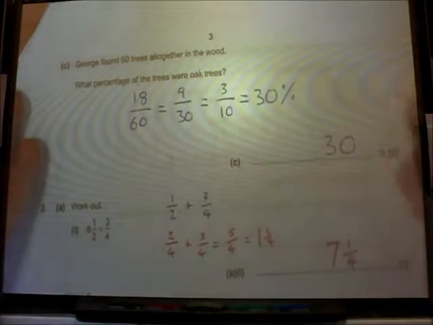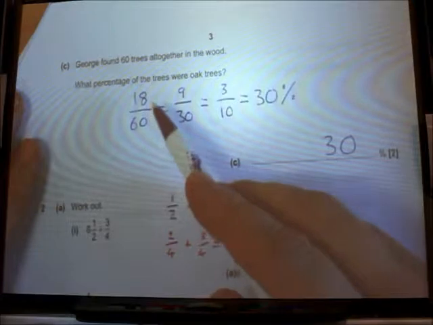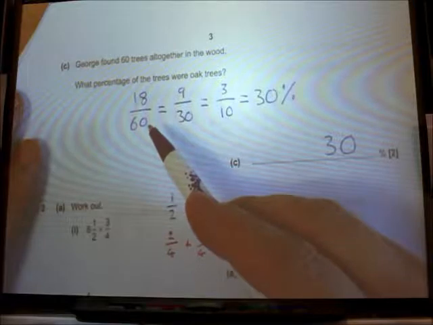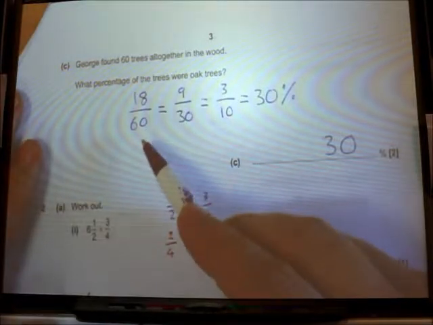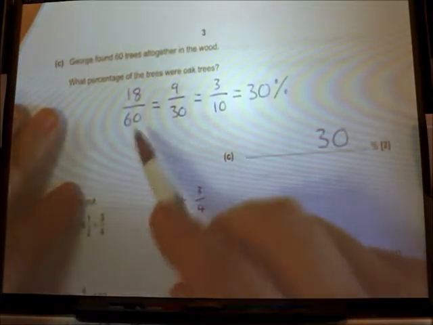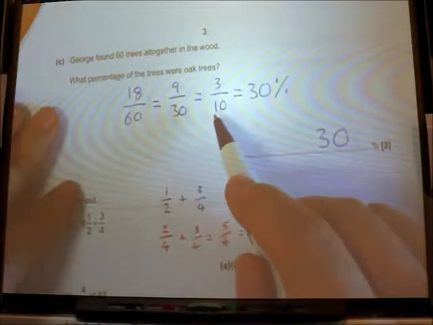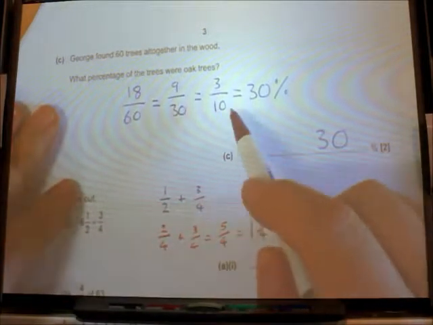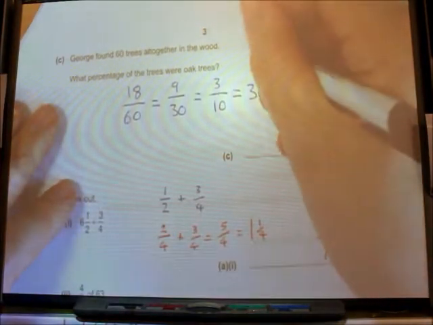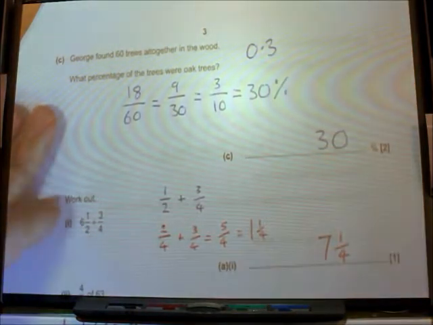Part C, George found 60 trees altogether in the wood. What percentage of the trees were oak? Well, first of all, you need to look back at your bar chart and it will tell you that 18 of the trees were oak trees, and there's 60 altogether because it says there. So you've got to convert 18 over 60 to a percentage. It's a little bit tricky, but what you've got to do is have a bit of a play around with it. So I've just simplified it straight away to 9 over 30, and I've noticed that will simplify to 3 tenths. 3 tenths is 30%. If you're not sure about that, you need to know that 3 tenths as a decimal would be 0.3. So you need to recognize that that is 30%.